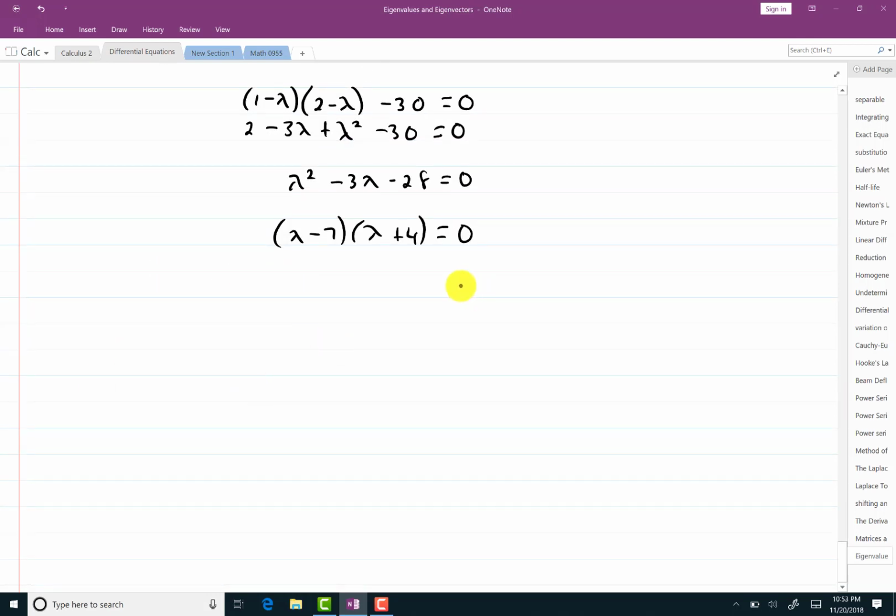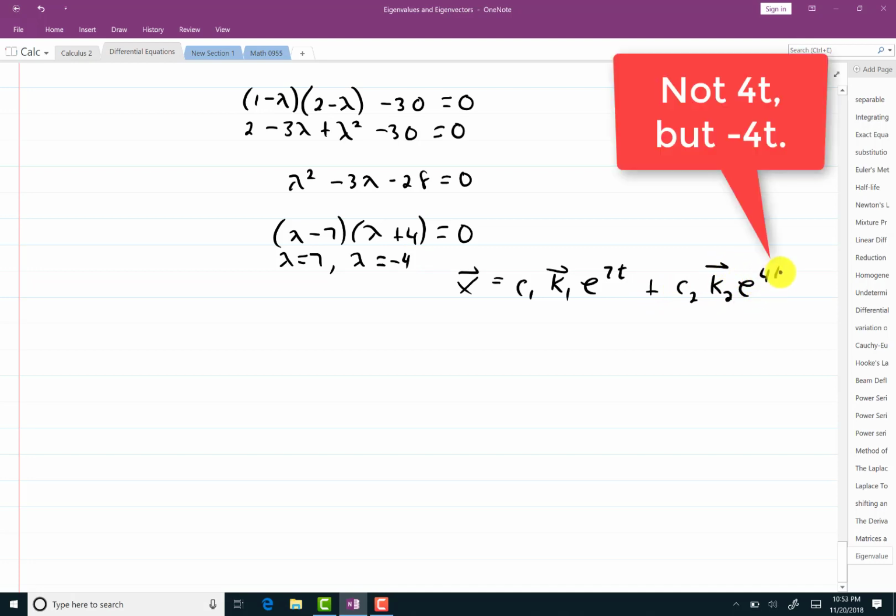So immediately, I know that my answer looks like this: C1 K1 vector times e to the 7t, because one of my lambdas was 7, the other one was negative 4, and the other answer is similar. So you can see the eigenvalues up here in the exponent. Now I just have to figure out what the eigenvectors K1 and K2 are. So now the eigenvectors.